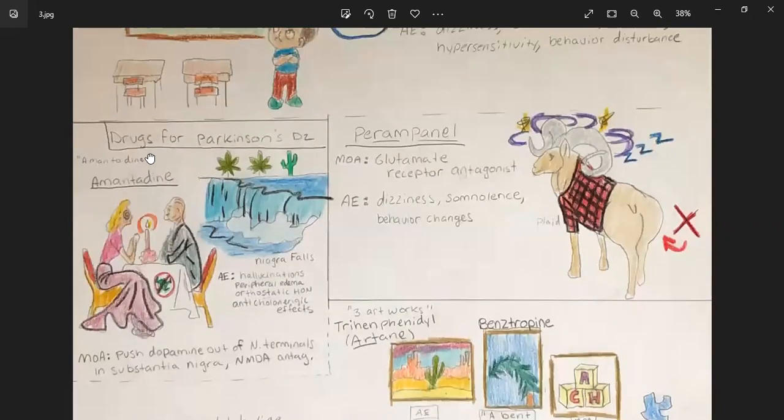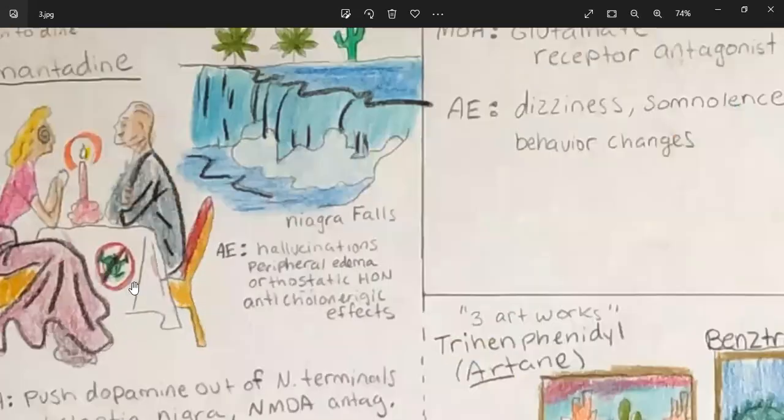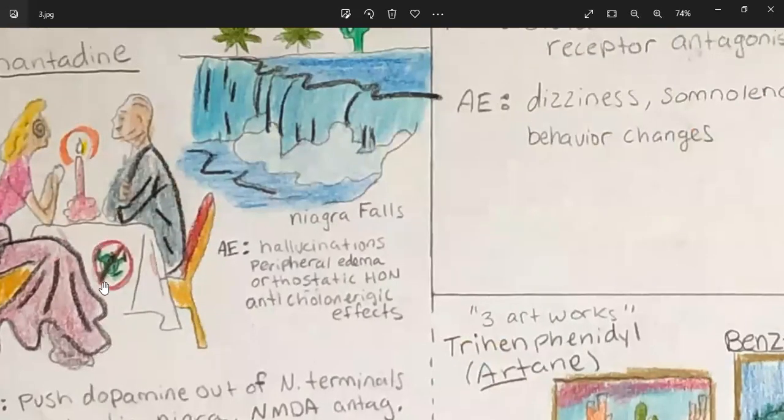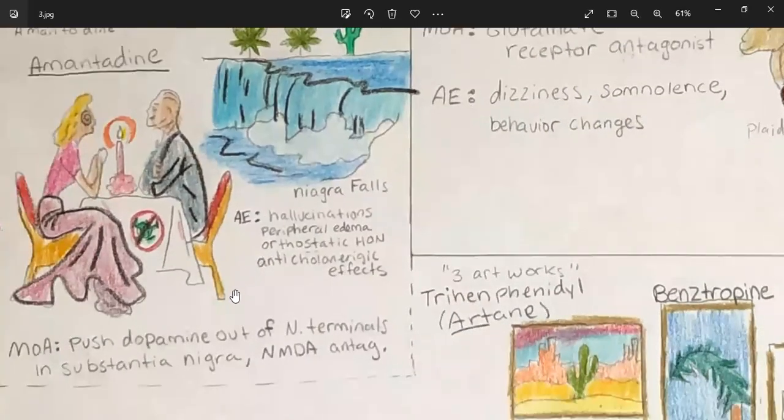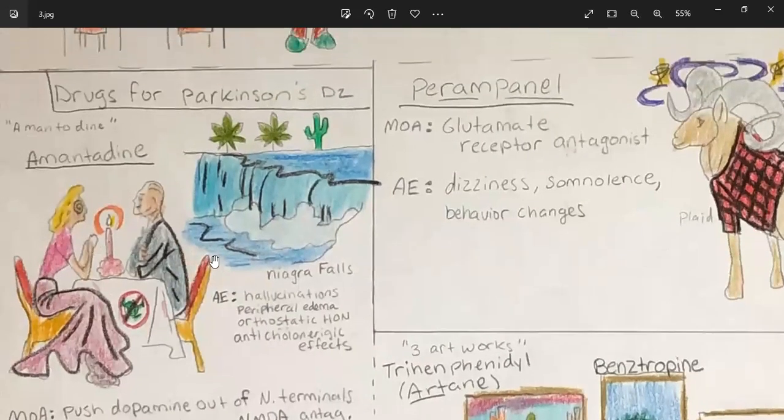So now we'll move on to Parkinson's disease drugs. So the first one is amantadine. So I think that looks like a man to dine. So we have dinner, they're dining, she's dining with this man, a man to dine. This is an antiviral, so this is a virus with an X through it. But the MOA is that it pushes dopamine out of the nerve terminals in the substantia nigra, and it is also an NMDA antagonist. So they are having dinner by Niagara Falls.